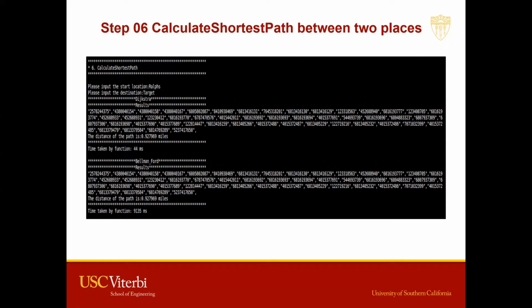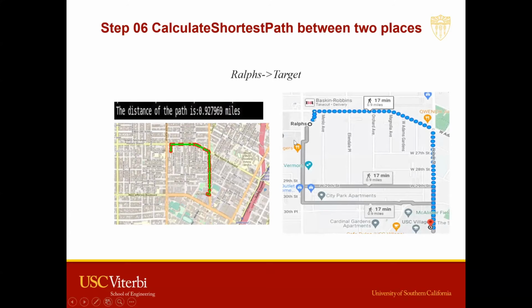In step 6, we are calculating the shortest path between two places. Here, we are implementing two algorithms to get the shortest distance and path. The first one is Dijkstra, and the second one is Bellman-Ford. Here is the shortest distance and path from refs to target, which is quite similar to that in Google Maps.